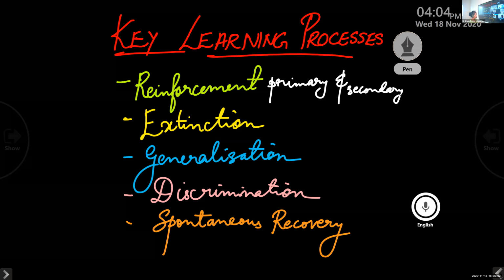So we have seen reinforcement. That is one of the key learning processes. Then we have extinction, which means disappearance of the learned response. Now we have generalization, the third one. Note that generalization. Okay, generalization and discrimination, we can see together because they are just kind of opposite to each other. Generalization, what happens? Let me give you an example.